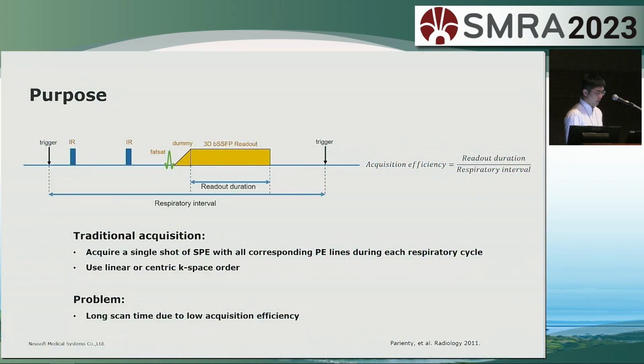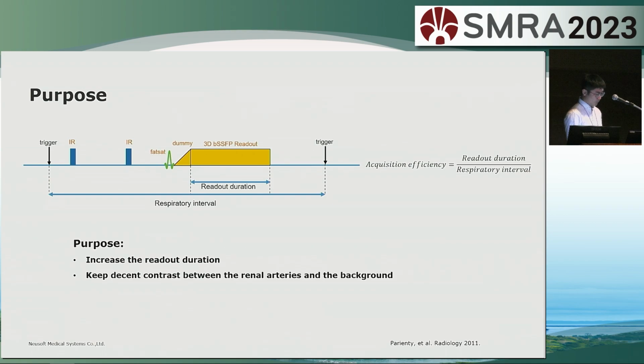Inflow-based renal MRA is illustrated in this sequence diagram. In traditional acquisition, we acquired a single shot of SPE with all corresponding PE lines during each respiratory cycle using linear or centric k-space order. The acquisition efficiency is low due to short readout duration. Low acquisition efficiency leads to long scan time. Our purpose is to increase the readout duration while keeping decent contrast between the renal arteries and the background.